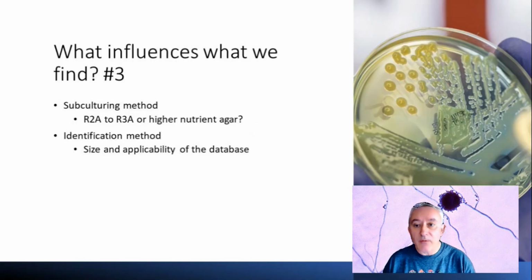There are other factors as well that are going to influence what we recover. The subculture method is a factor. There's more chance if we don't go from the low nutrient R2A straight onto a highly nutritive agar. So we don't go from R2A to TSA, but if we go from R2A to an intermediate medium like R3A, then that helps and provides a bridging step. Another factor is the identification method and what the database of that method actually contains.